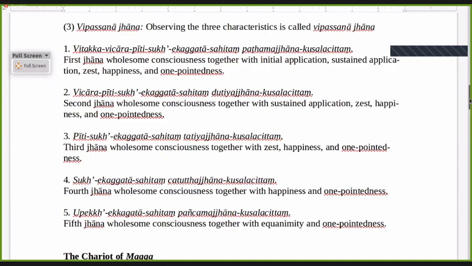Minor piti is able to raise the hairs on the body of the yogi. Sometimes when yogis have piti, they may feel goose flesh. The hair stands on end. It is minor piti, the lowest level of piti.